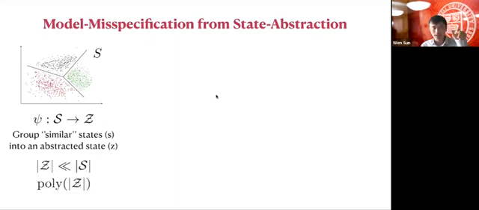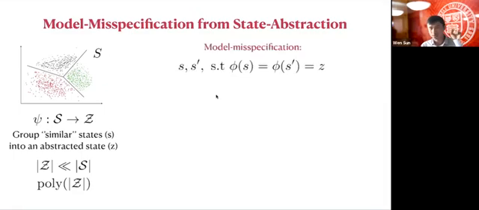And by grouping all these similar states into an abstract state and operating at this abstraction level, I can find a near optimal policy by only paying a number of samples that scales polynomially with respect to the number of abstract states, the number of clusters. So this is the hope. But of course, when you start doing state abstraction, you cause this model misspecification, right? So we're going to group very similar states into an abstracted state, but these states are not exactly the same. So the model misspecification is basically the disagreement between two states in terms of transition dynamics.